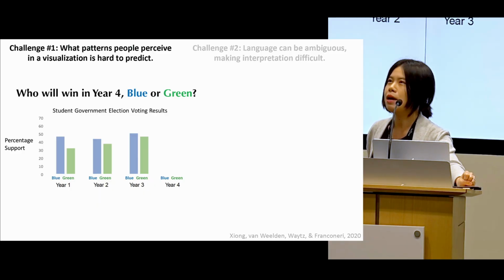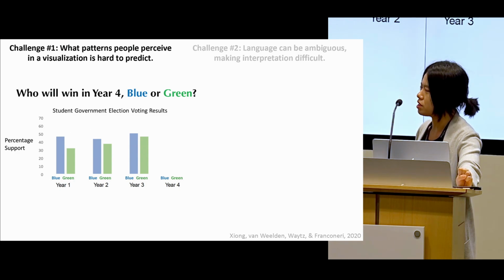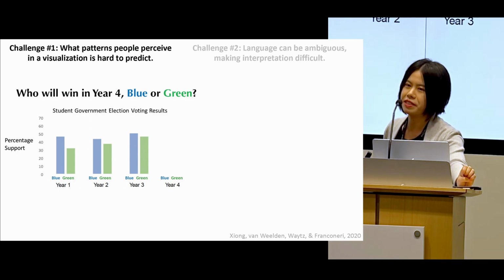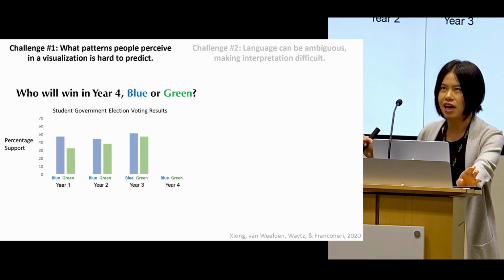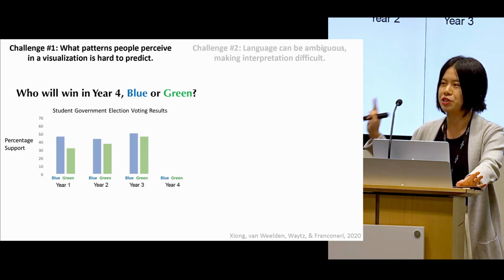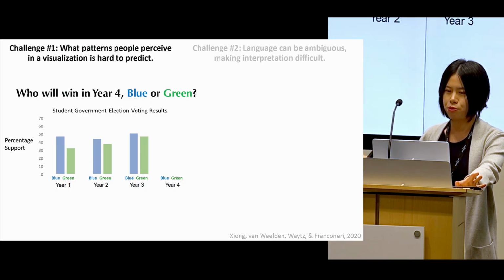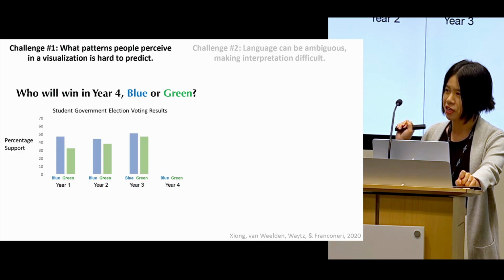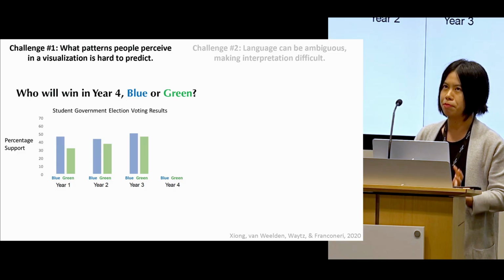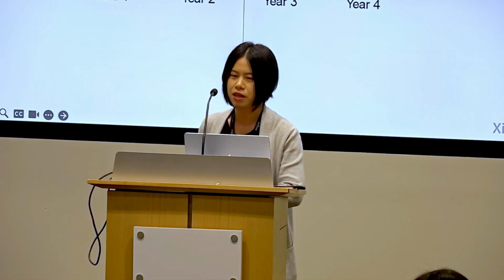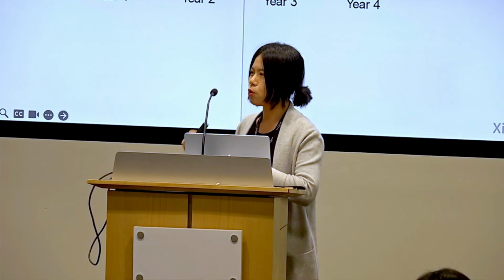To illustrate what I mean when I say there are many patterns and it's hard to predict what people see, I have an example for you. Here is my made-up data about two student government group elections on campus. You can see the historical data of the past election outcomes from years 1, 2, and 3. The y-axis shows the percentage support the two groups, the Green Party and the Blue Party, have received. And my question for you is, who do you think is going to win in year 4?